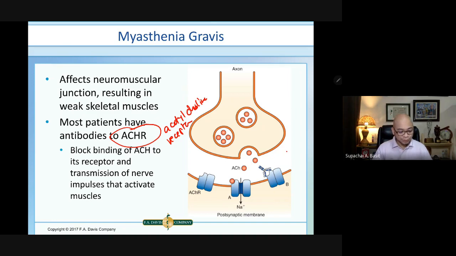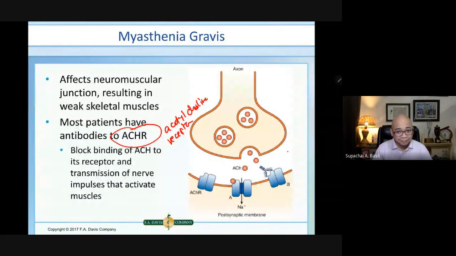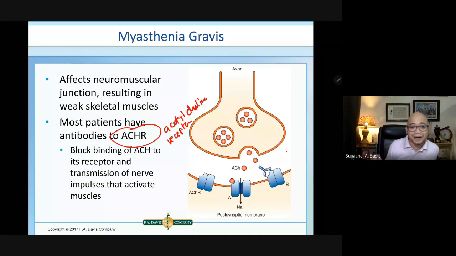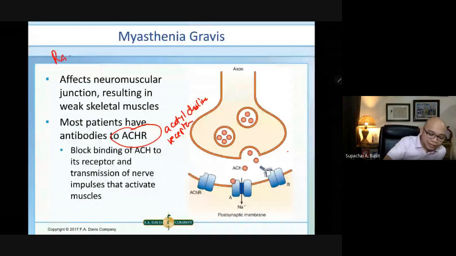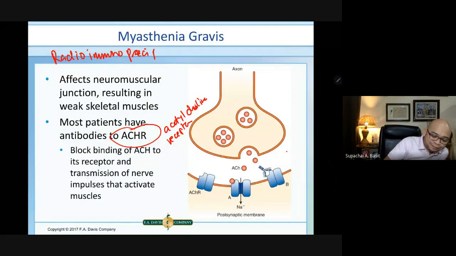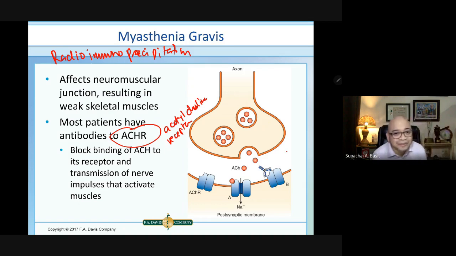Okay, however, because you have developed antibodies to acetylcholine receptors, they will block binding of the acetylcholine to its receptor and transmission of the nerve impulse that activates the muscles. So there won't be normal skeletal muscle contraction. Antibodies to AChR are traditionally detected by radioimmunoprecipitation, a technique which will detect antibodies against the AChR.